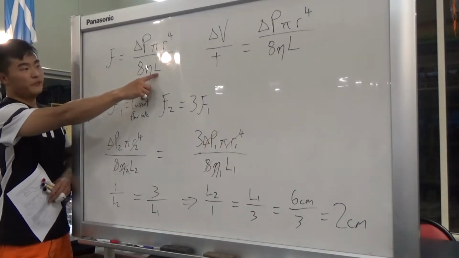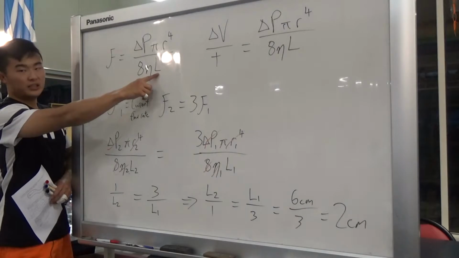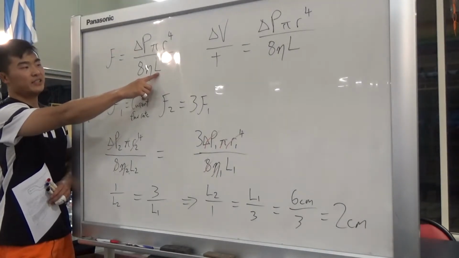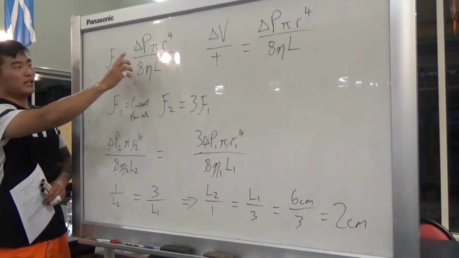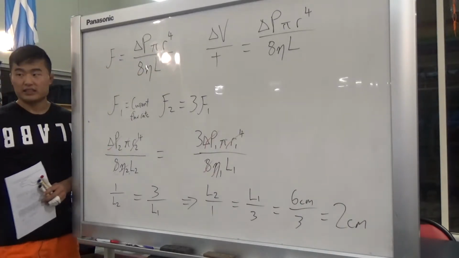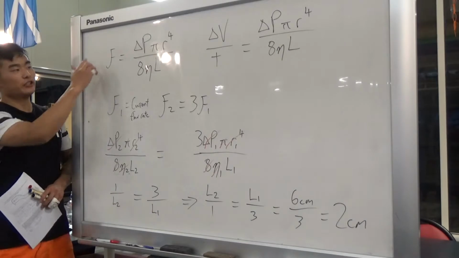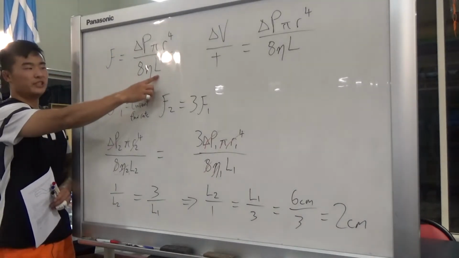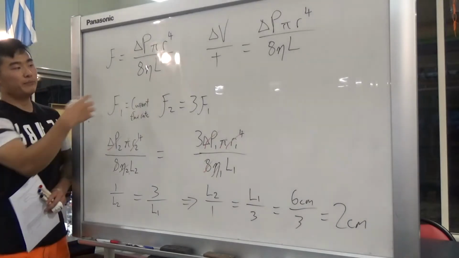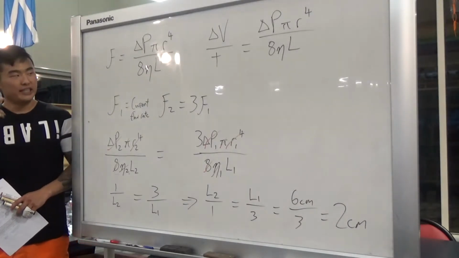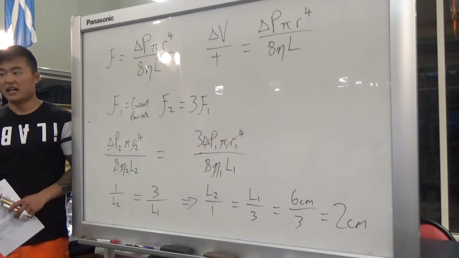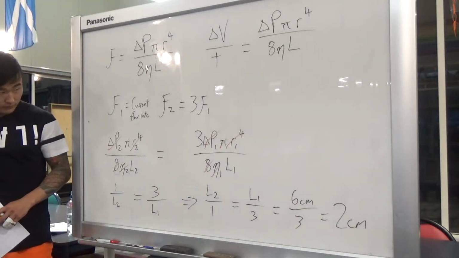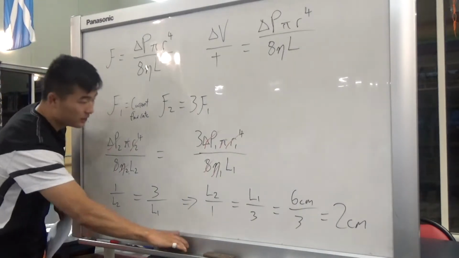So if you were to double something on the denominator, you'd end up halving the flow rate, right? So you could have just looked at this equation and said the flow rate is inversely proportional to the length. That means that if I want to increase the flow rate by 3 times, I'll decrease the length by 3 times. Okay? Cool.